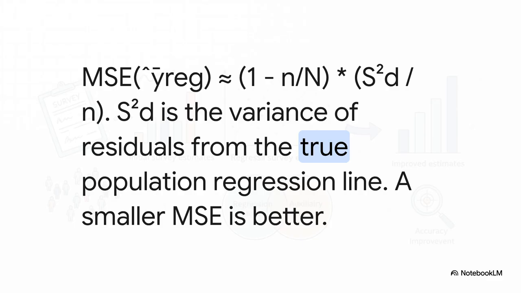So what about precision? For that, we look at the mean squared error, or MSE. Since the bias is basically zero for large samples, the MSE is pretty much just the variance. Now let's look at this formula. The MSE is approximately our old friend, the finite population correction, 1 minus n over N, times s squared d over n. The new player here is s squared d. This is the population variance of the residuals. Think of it as the variability in y that's left over after we account for the linear relationship with x. It's the noise the regression line can't explain.